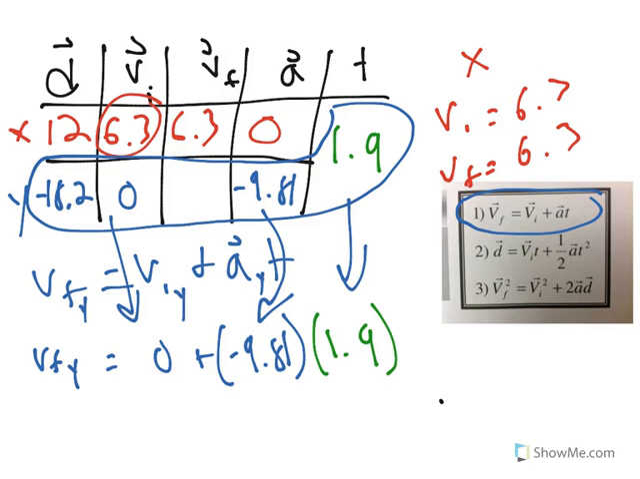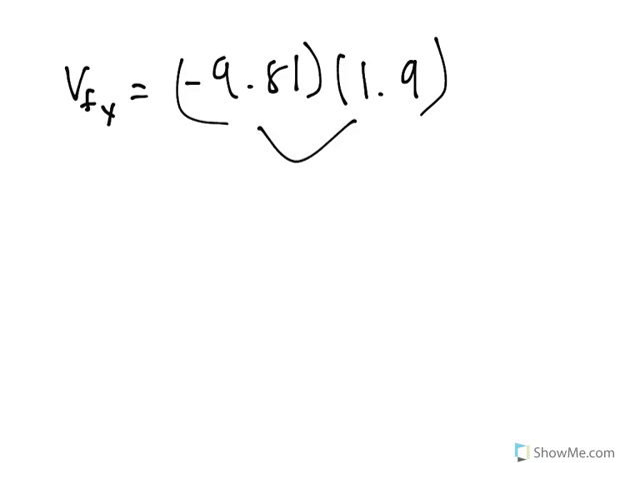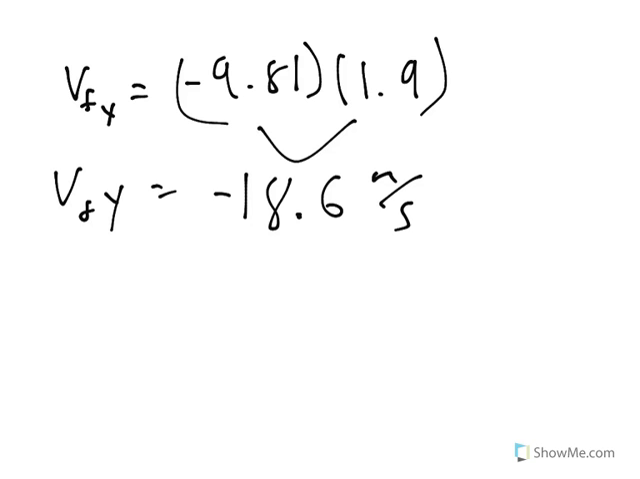Okay? So now all we need to do, this 0 cancels out here, plus 0 is plus 0. So all we need to do here is multiply these numbers together. And what do we get? Well, negative 9.81 times 1.9 is negative 18.6 meters per second. And this is our velocity final for our y. Now what we're going to do is add this to our DiVAT table, and we'll conclude after that.